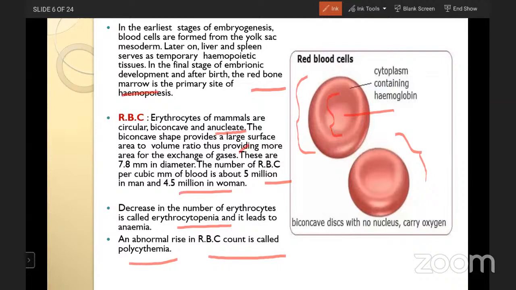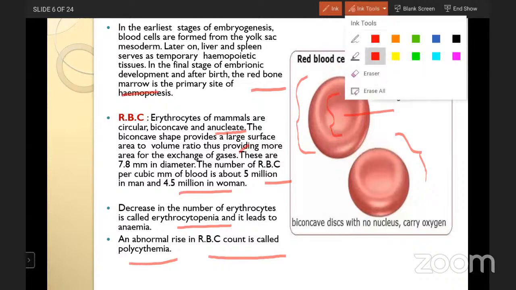A decrease in the number of erythrocytes is called erythrocytopenia. That leads to anemia. An abnormal rise in the RBC count is called polycythemia. Okay, now go for the next slide.